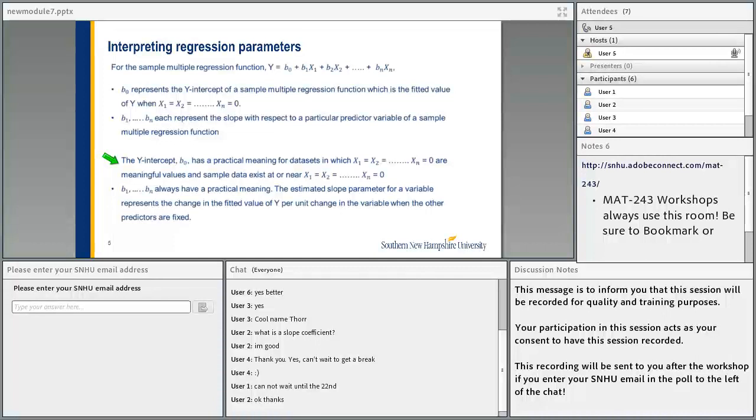So it depends upon what survey we are doing, what kind of experiment we are doing, what kind of study we are doing. If for x1 equals x2 up to xn equals 0, if there are no x values, if I can have a y value still, then B0 would have some practical meaning. But sometimes when the value of x is 0, B0 will have no meaning.